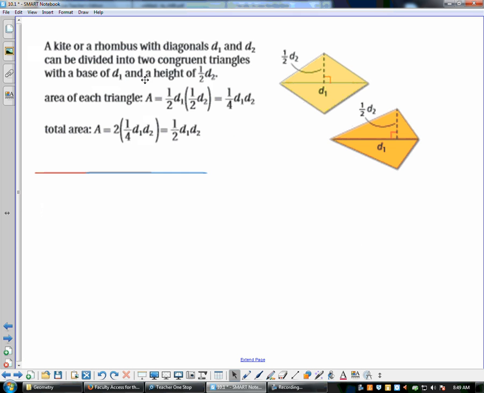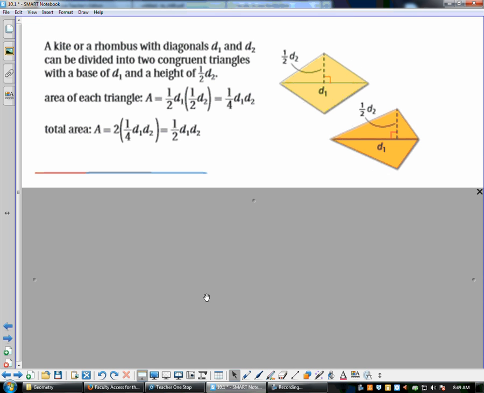Okay, let's talk about kites and rhombuses. A kite or a rhombus, first of all, we talked about both of these. Agreed? What do you know about a kite? What do you know about a rhombus? What's common to both of these? Megan?